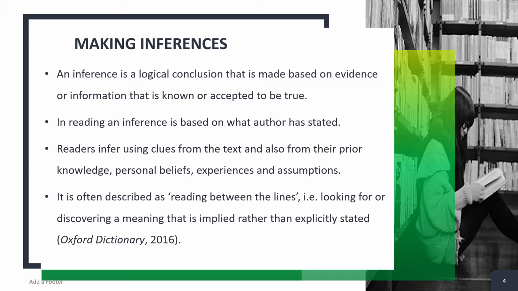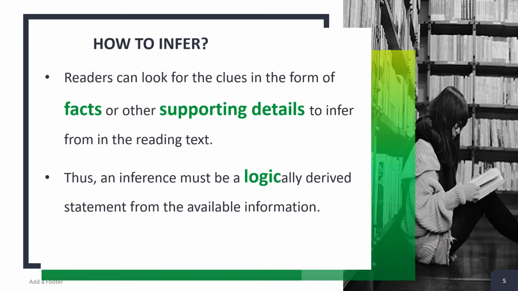So it is often described as reading between the lines because it is not stated directly by the author. That is why we need to open up our sixth sense or the third eye so that we can discover the meaning that is implied or conveyed by the author without telling explicitly or directly. So how to infer?